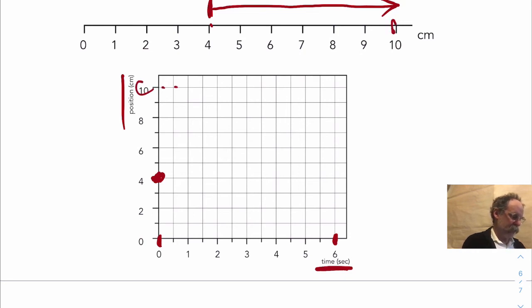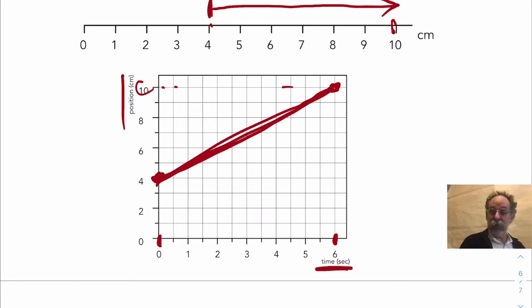So I'm going to find the 10. I'm going to go over here. This is where she is at the 10 mark. And so when she goes on this trip for 6 seconds, she's going from here to here. So this might be our graph of her travel.